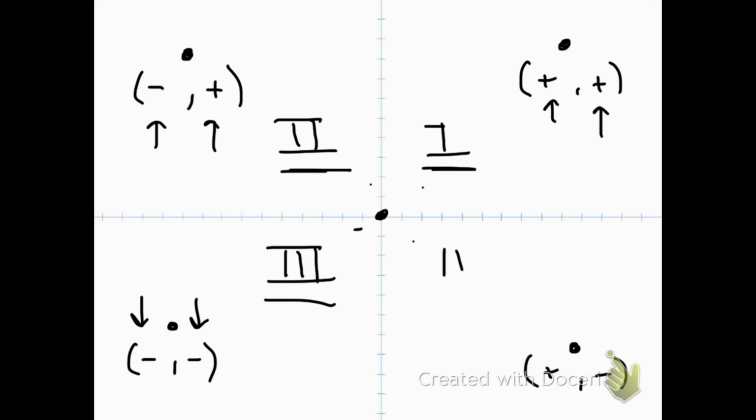And in quadrant 4, all of the points will have a positive x value and a negative y value, because all of the points in that quadrant are to the right of the origin, but they're still below the origin.